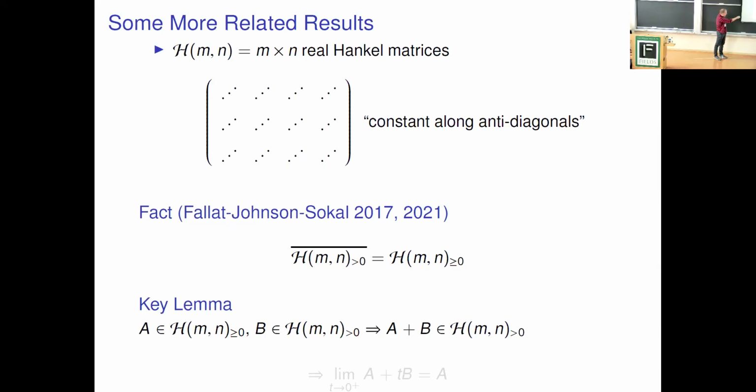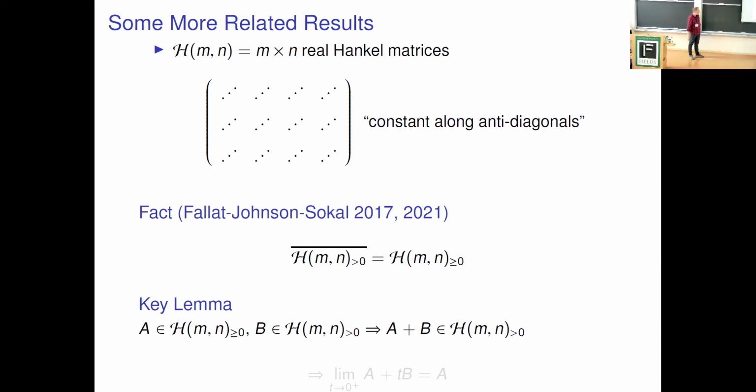It says that if you have a totally non-negative Hankel matrix and a totally positive Hankel matrix, first of all, notice that Hankel, just like Toeplitz, is closed under addition. It's a subspace. But the theorem is that if A is totally non-negative and B is totally positive, their sum is totally positive.